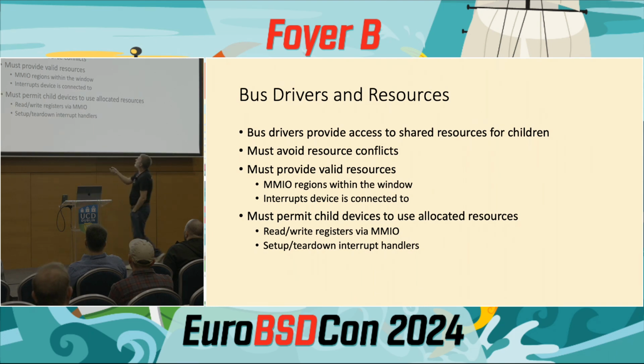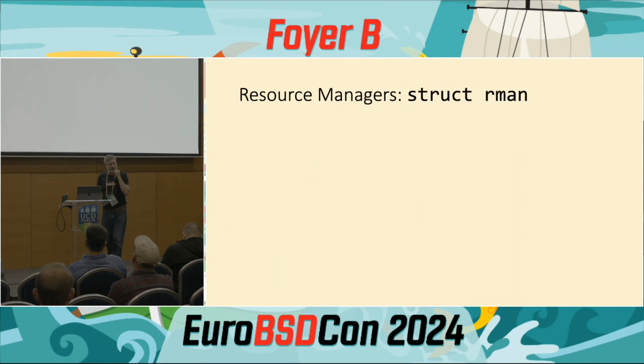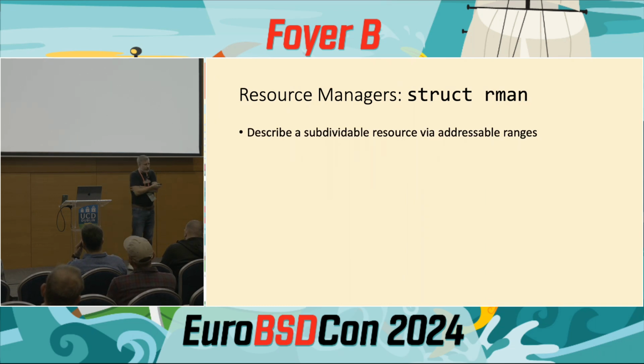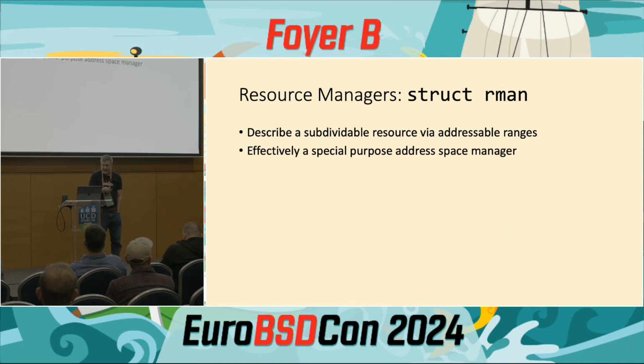So given that these are our responsibilities, now I want to talk about a couple of the abstractions that we have in the kernel for how we deal with these. The first one is something called a resource manager, which is struct rman in this tree. And rman's role is to describe some kind of address space. You can think of it as something that has addressable chunks, a bigger, wider address space that you can chop up into smaller regions. So effectively, you can think of it as a special purpose address space manager.